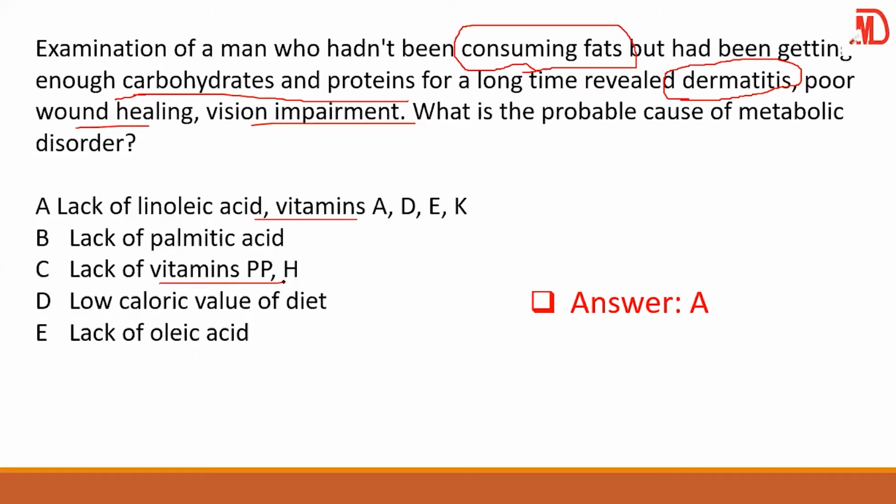Of course, PP is the same as niacin. But over here, not only niacin we're looking for, we're also looking for vision impairment and wound healing disorder. That's why a more appropriate one will be A instead of C. So here your answer is A.